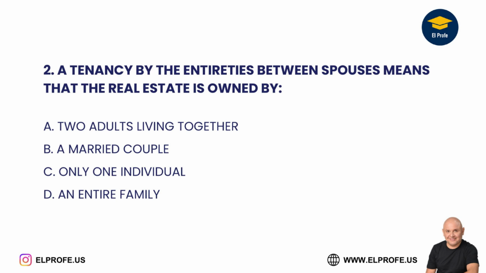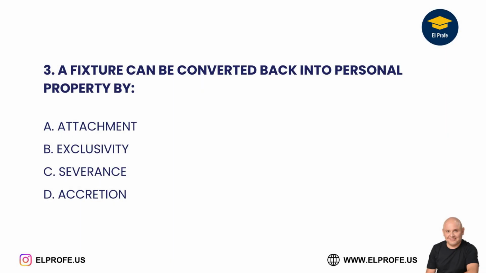A tenancy by the entireties between spouses means that the real estate is owned by a married couple. So, tenancy by the entireties is a form of ownership that exists exclusively between spouses. Next one. Question 3. A fixture can be converted back into personal property by severance. When you remove something from the wall or uninstall it, it becomes personal property again.